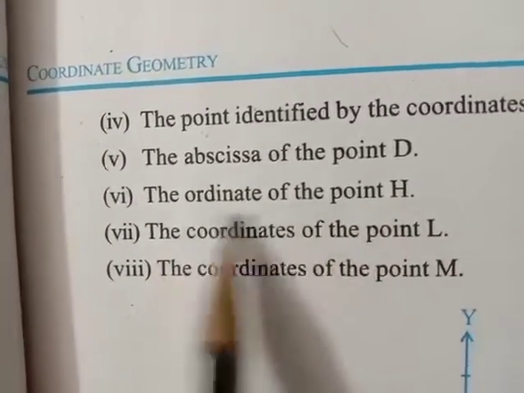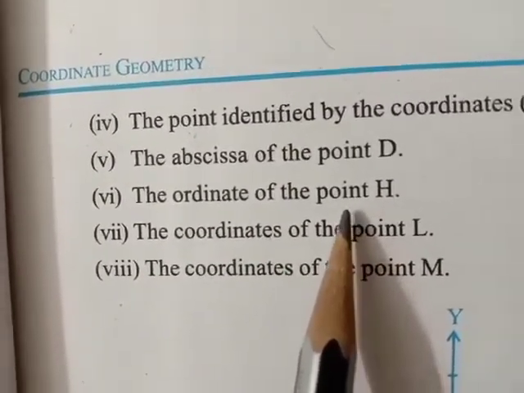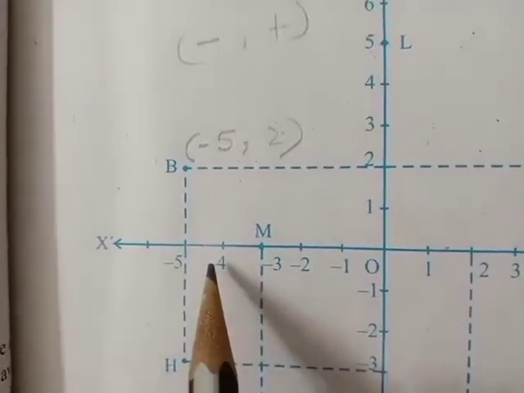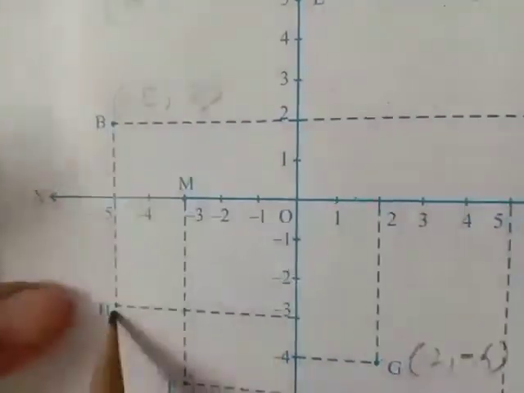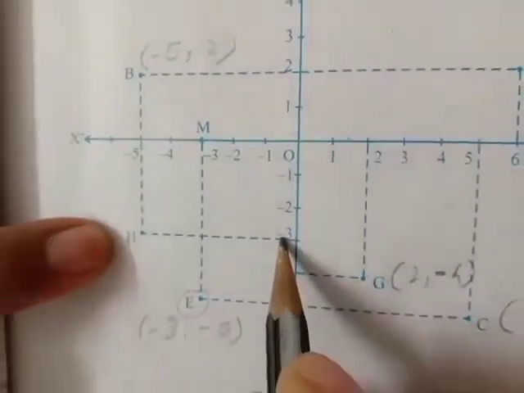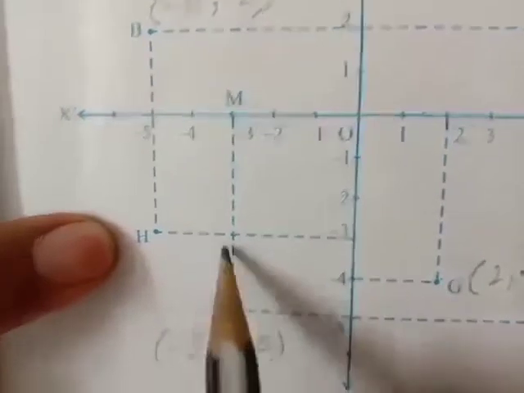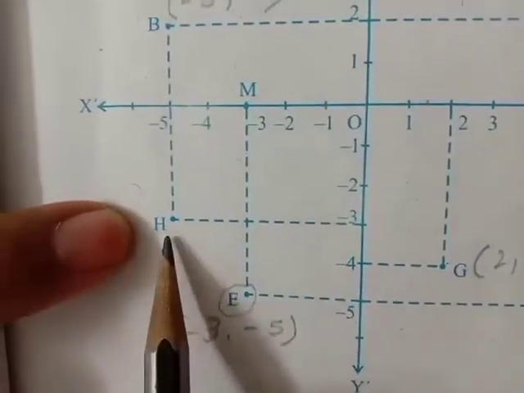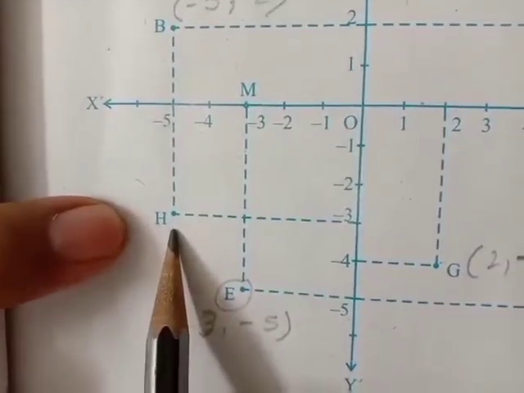What is the coordinate of point H? It is the distance measured from the y-axis. So what is the distance of H from the y-axis? It is minus 3. So the ordinate of H, it is not coordinate, the ordinate of H is minus 3.